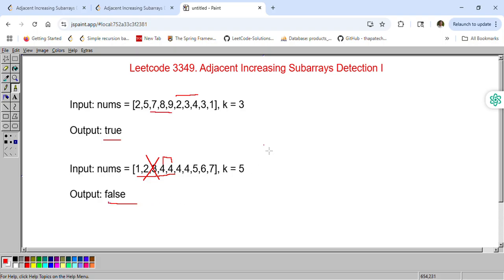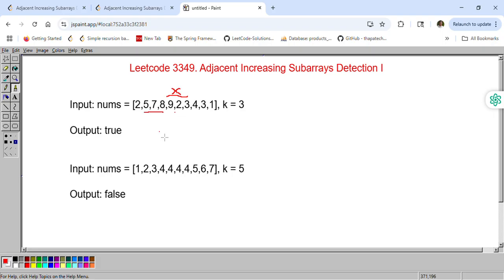Strictly increasing means the number should be greater than the previous number. So I hope you understood this problem clearly, what they are asking. It's pretty straightforward to understand. So can we take this subarray 5 7 8 and 9 to 3? We cannot, because 9 to 3 is not a strictly increasing subarray in this case.